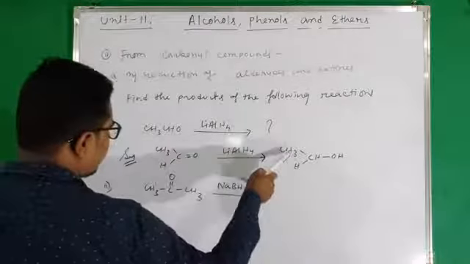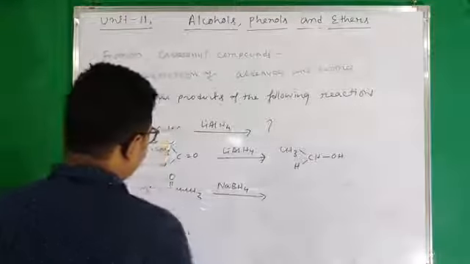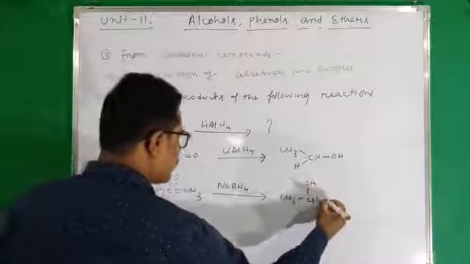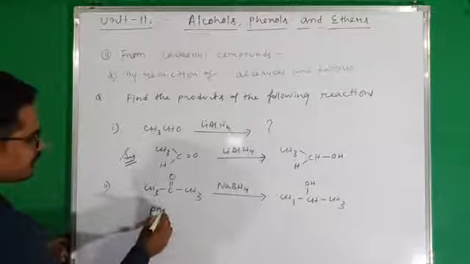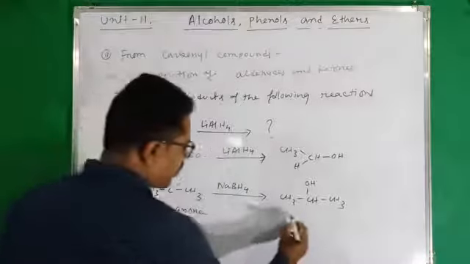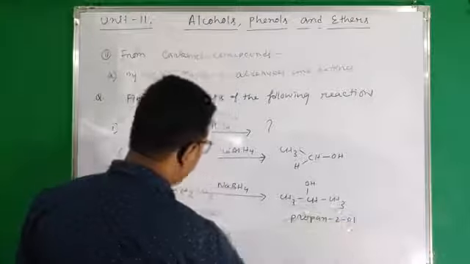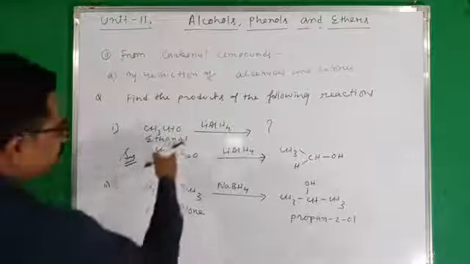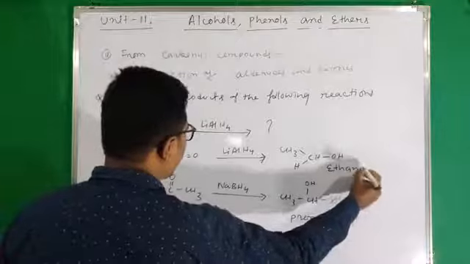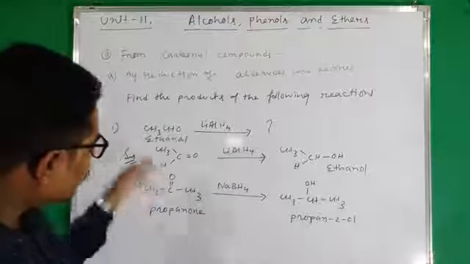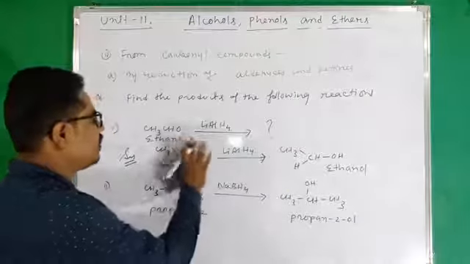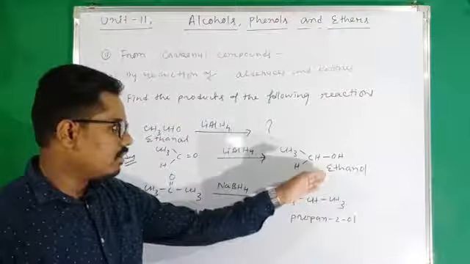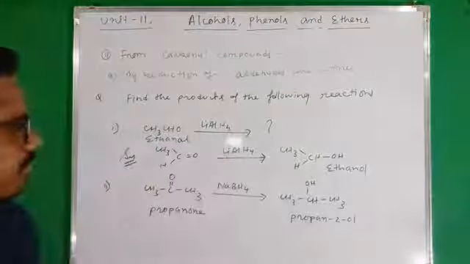That means we will get CH3CH2OH, and in this case we will get CH3CH single bond OH CH3. This one is propanone, and this one is propan-2-ol, and this one is ethanol, and we have converted ethanal into ethanol. So in exams questions will also ask, how can you convert ethanal into ethanol? This one is aldehyde, therefore you have to put the suffix al. So we are converting ethanal into ethanol by reducing it with the help of lithium aluminium hydride.